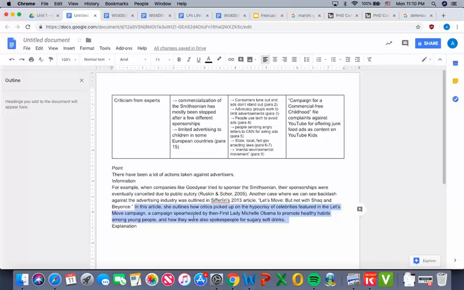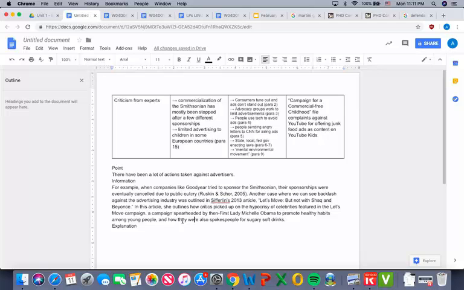So I'm going to try and read it out loud, see if it's still something that I can easily understand. In this article, she outlines how critics picked up on the hypocrisy of celebrities featured in the Let's Move campaign, a campaign spearheaded by then First Lady Michelle Obama to promote healthy habits among young people, and how they were also spokespeople for sugary soft drinks. For me, that sounds okay.